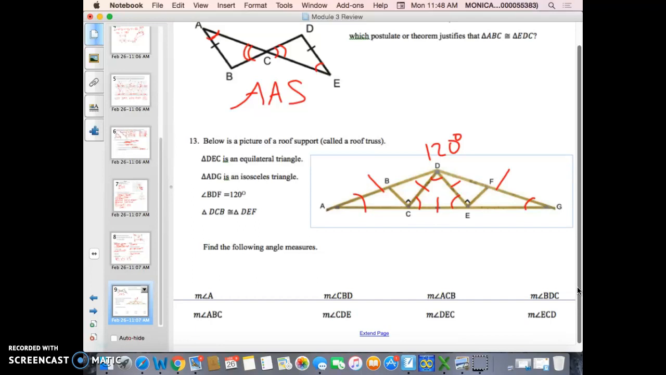All right, find the measure of angle A. All right, I'm going to start here. I know this is 60. This is 90, so this one has to be 30. Okay. What else can I say? This is also 30. This is 60. And these are going to have to add up to 120. So let's see, 120 minus 60 is 60. So that means this one's 30. This one's 30.